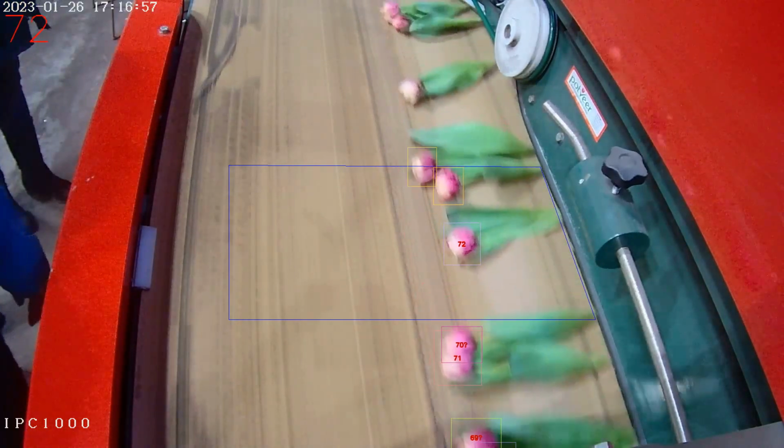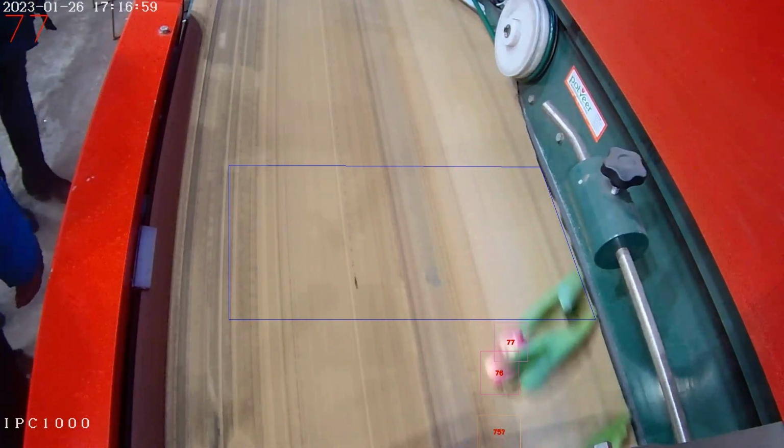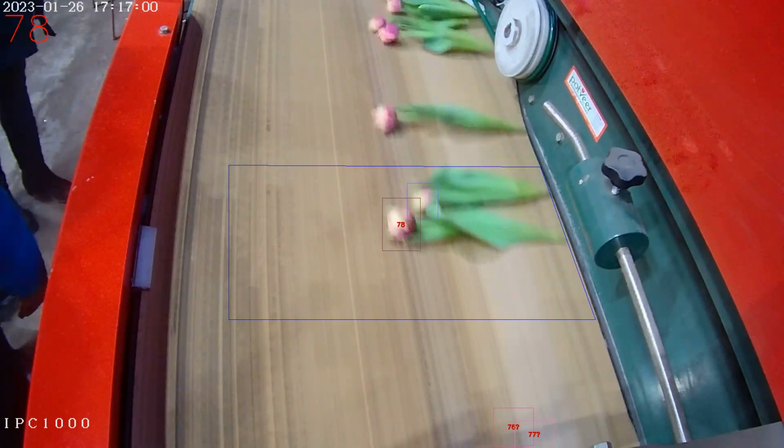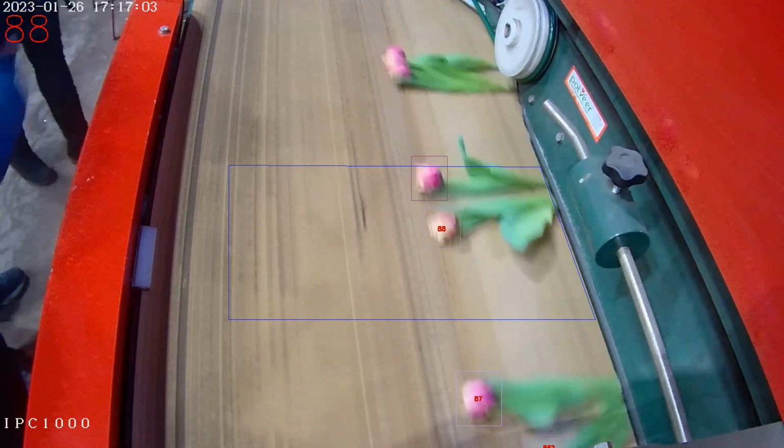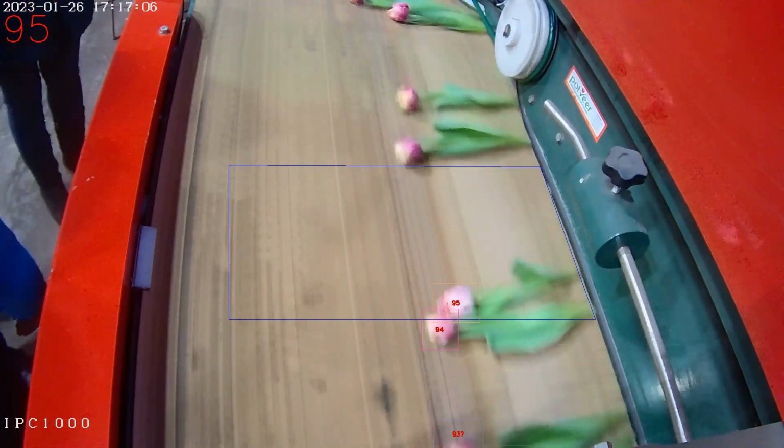Due to the quality of the video shooting on this project, counting errors sometimes occurred. But if the camera had been hanging perpendicular to the conveyor belt and the quality of the shooting, frames per second, had been higher, the accuracy would have been perfect.